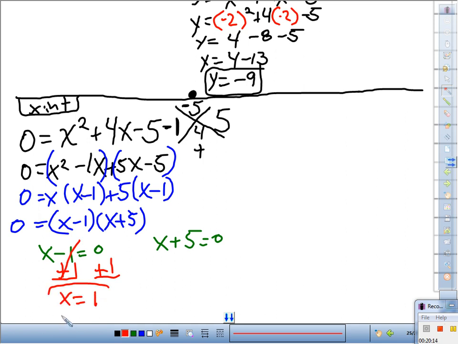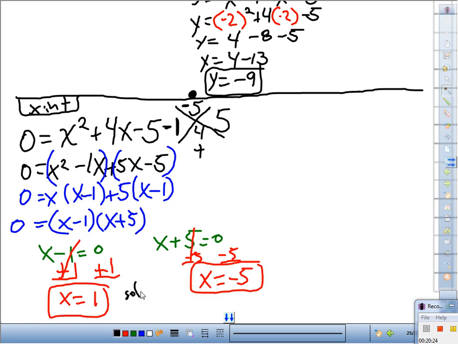X equals 1. Minus 5, minus 5. X equals negative 5. What are these called? These are my solutions. X-intercepts, roots, and zeros.